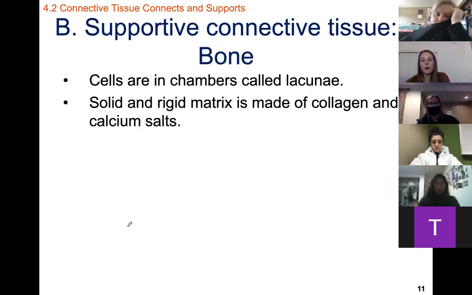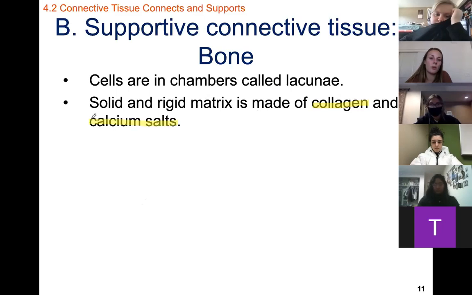The next part of the supportive connective tissue is bone. This is also cells that are in chambers called lacunae. It is a solid and rigid matrix that is made up of collagen and calcium salts. Okay, so collagen, there's that word again. It's supporting our bones, like the bones that we talked about, like your femur, your humerus, your radius. And then we have calcium salts.